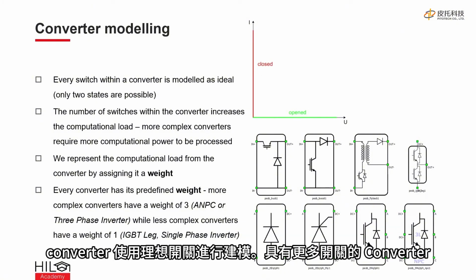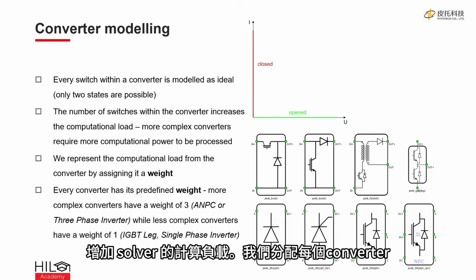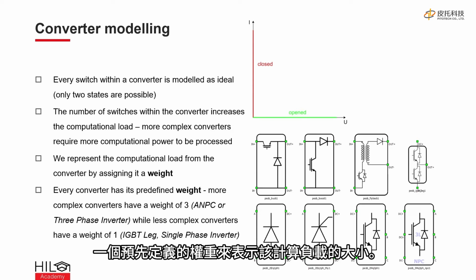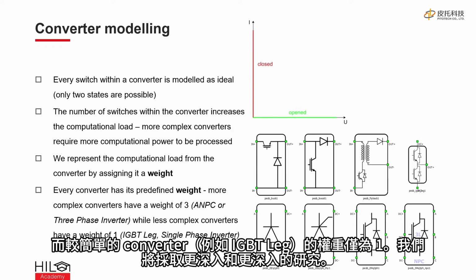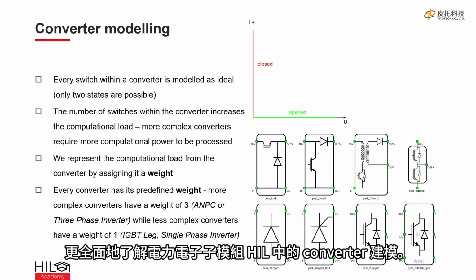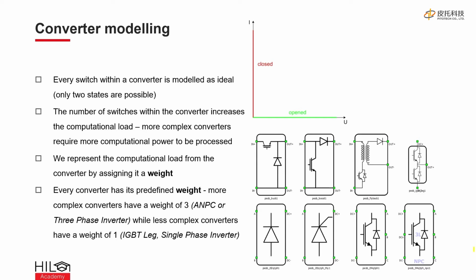The converters are modeled using ideal switches. Converters with more switches increase the computational load on the solver. We assign each converter a predefined weight to represent the magnitude of this computational load. More complex converters have a weight of 3, such as the three-phase inverter in our model, while simpler converters such as an IGBT-like have a weight of only 1. We will take a deeper and more comprehensive look at modeling converters in the HIL for Power Electronics module.